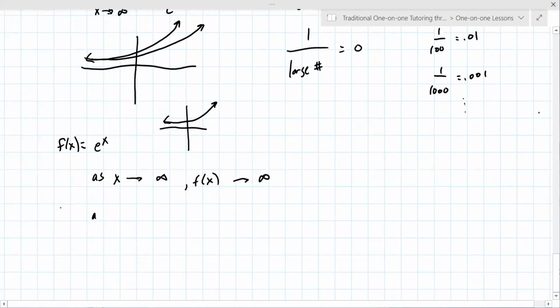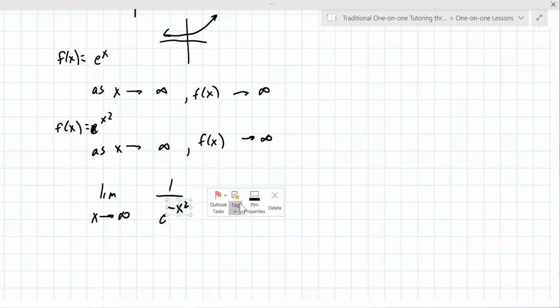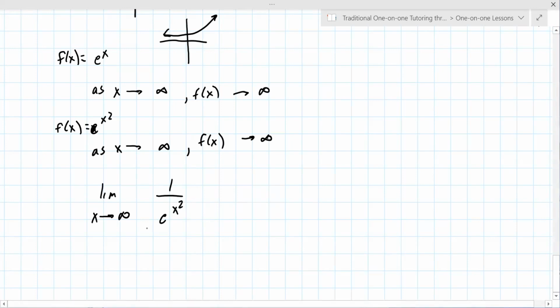So if I give you f of x equals e to the x squared, it's going to be the same thing. As x goes to infinity, f of x also goes to infinity. So let's go back and look at your problem again. I wrote it out as limit as x goes to infinity, 1 over e to the minus x squared. I'm sorry, positive x squared. This actually is broken into the following. It's the limit as x goes to infinity of 1 over the limit as x goes to infinity of e to the x squared.